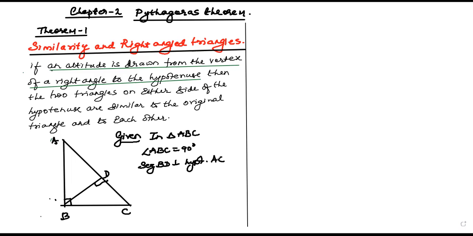Hypotenuse AC. Now, what did you prove? Then the two triangles on either side of the perpendicular are similar to the original triangle and to each other. So I better write the name of the original triangle.